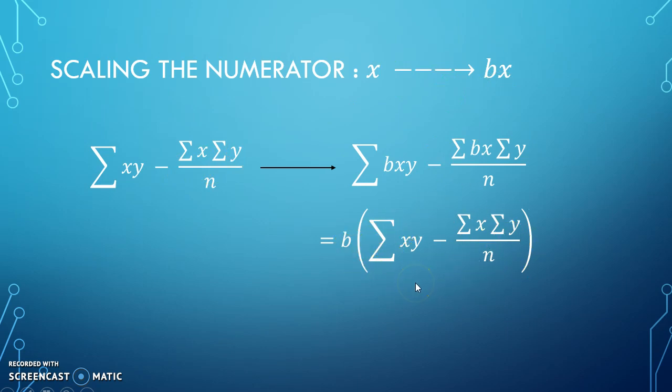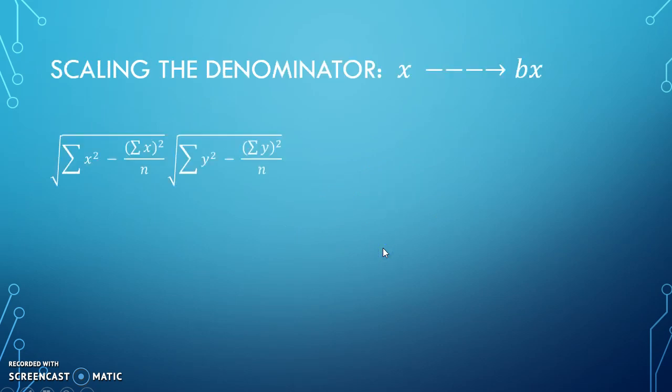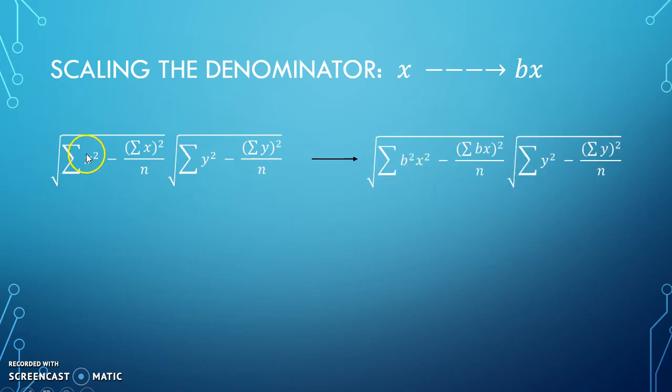Please remember that. Next, we want to scale the denominator because the denominator has the X quantity, so we are only transforming the X quantity. Replacing X by Bx, this is what we have. The B is squared. Similarly, X is replaced by Bx. When we open up this bracket, because B is a constant, it will be squared.